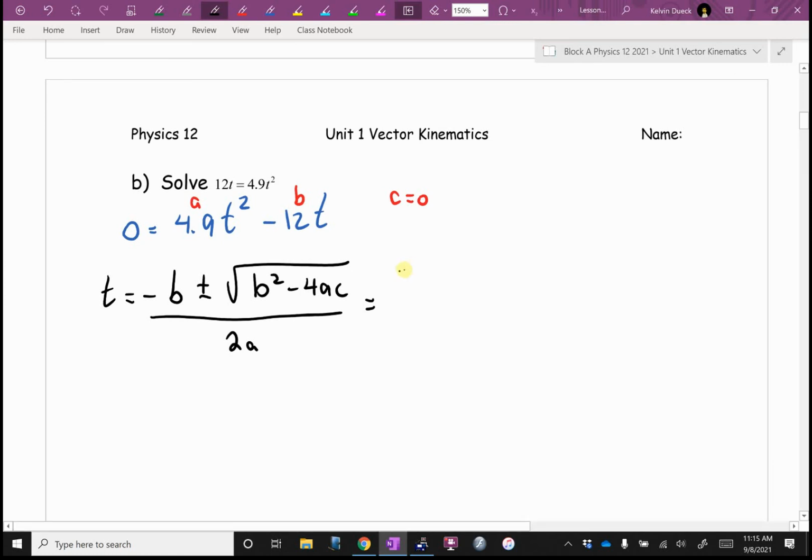12? Yeah. Plus or minus the square root of -12 squared minus 4 times 4.9 times 0 all over.